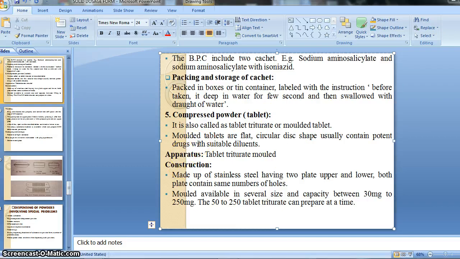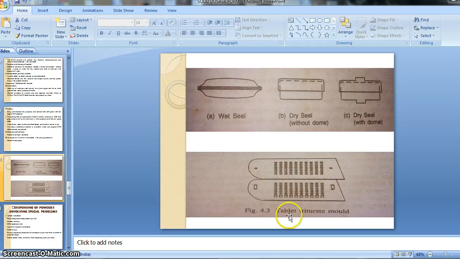Then there is one apparatus which is needed to prepare a compressed powder, tablet triturate or molded tablet. The name of the apparatus is the tablet triturate mold. See the figure. This is the tablet triturate mold. By this instrument we can prepare a tablet triturate or molded tablet, right?